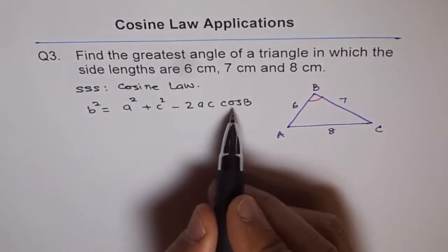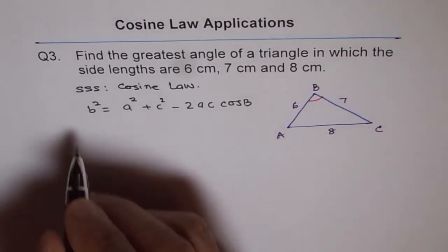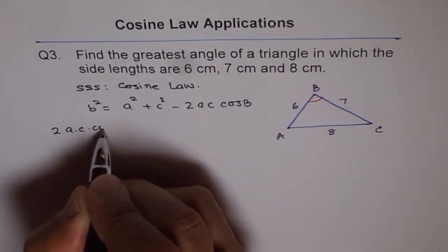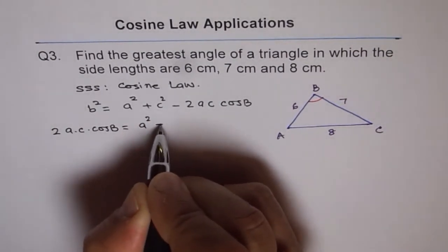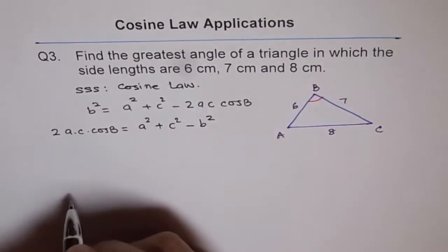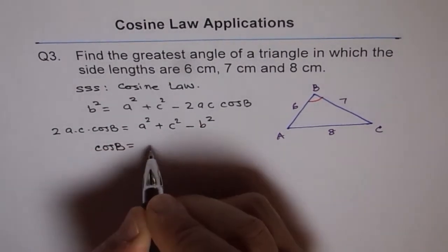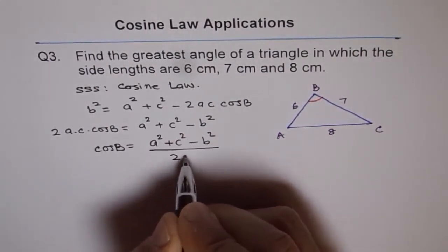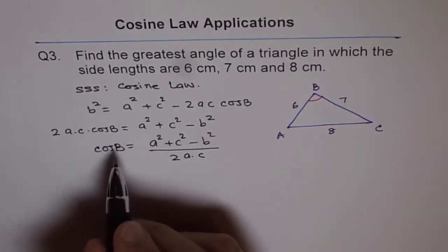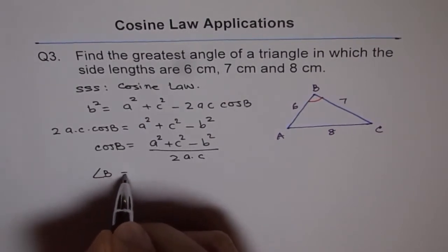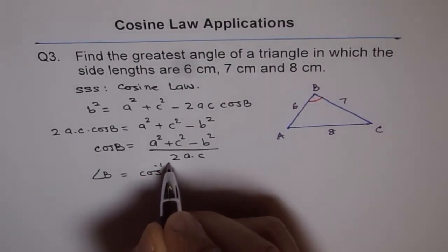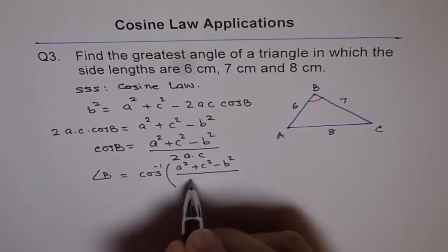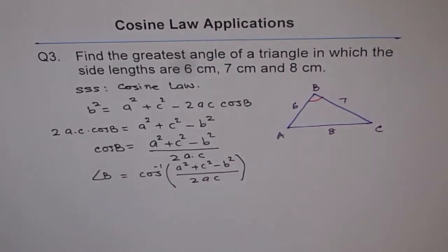Now if you have to find the angle, then you have to rearrange the formula. So we can rearrange like this. You can write this on the left side and we get 2 times a times c times cos of B equals a squared plus c squared minus b squared. And from here cos of B equals a squared plus c squared minus b squared divided by 2 times a c, right? So angle B will be equal to cos inverse of a squared plus c squared minus b squared divided by 2ac. So that is the formula to be used, right?